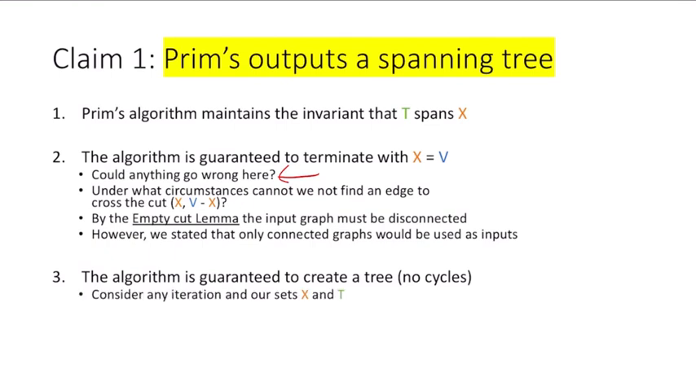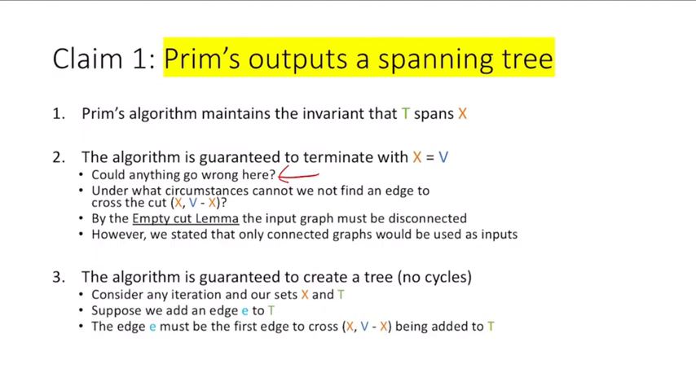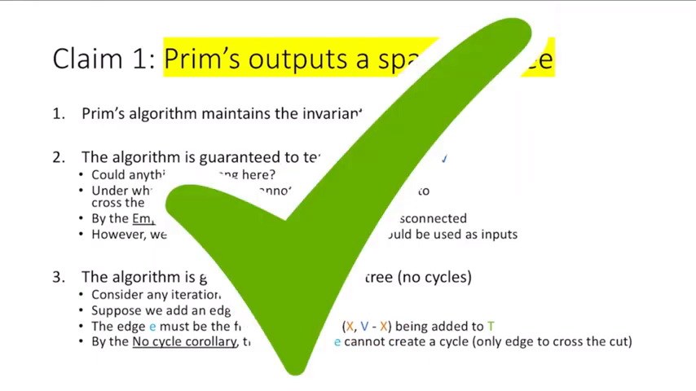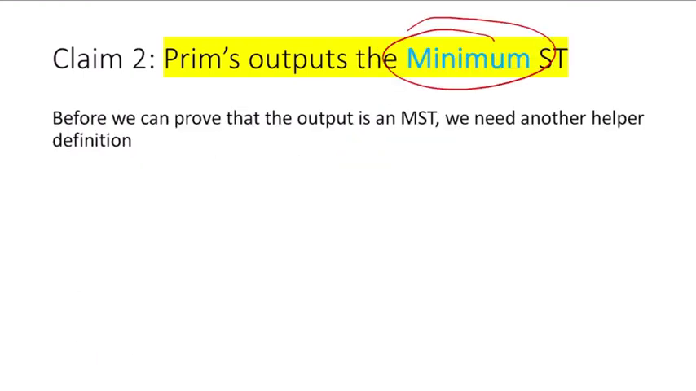because for any iteration, we add an edge to T, and the edge must be the first edge to cross this cut. And by the no cycle corollary, it cannot be part of a cycle. Okay, so we know that Prim's outputs a spanning tree. The next part here is the minimum part. Do we have an algorithm that gives us the minimum of all spanning trees?